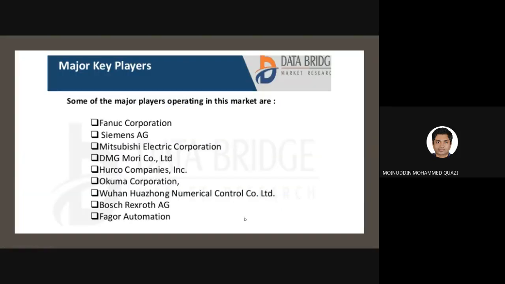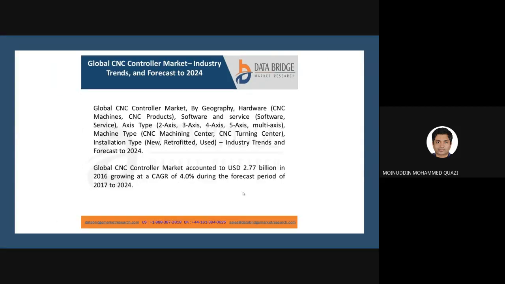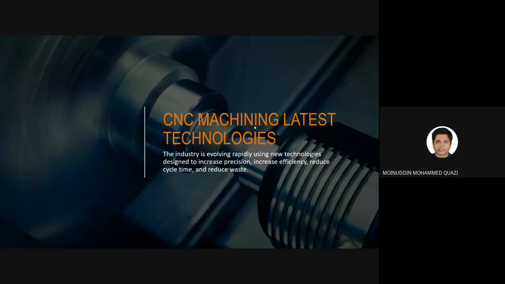Next, what are the major key players when it comes to CNC technologies? Some of them are written here: Fanuc, Siemens. These are the companies which are making CNC controllers. If you take a look at global CNC controllers, they are now looking forward to creating 5-axis or even multi-axis CNC machining systems. These were some of the trends which the industry wants to move on.